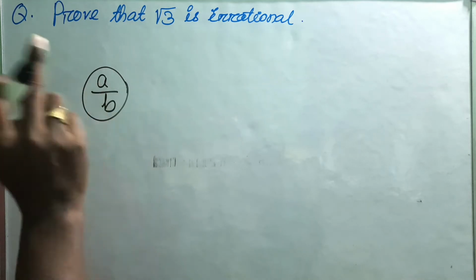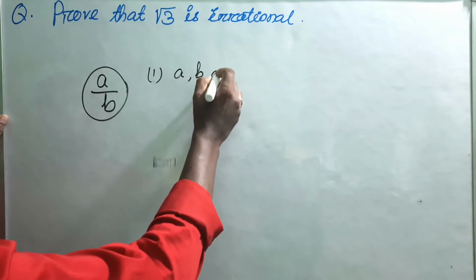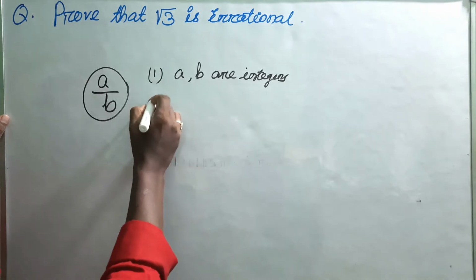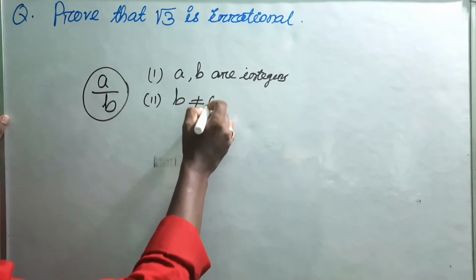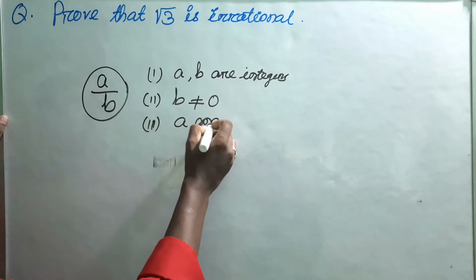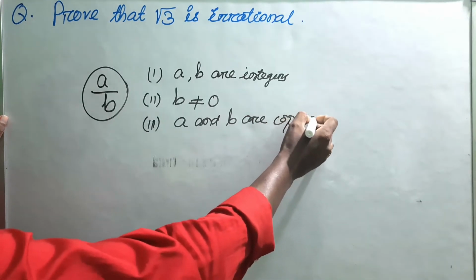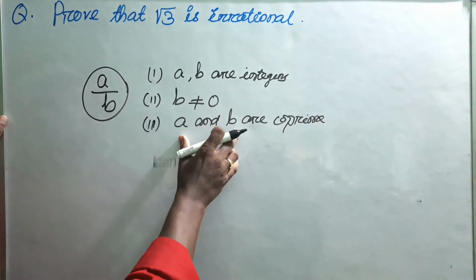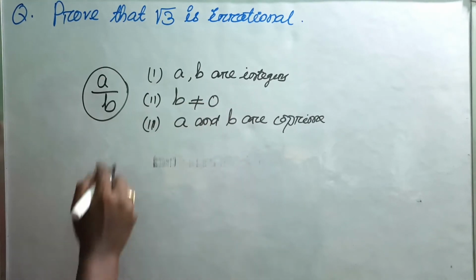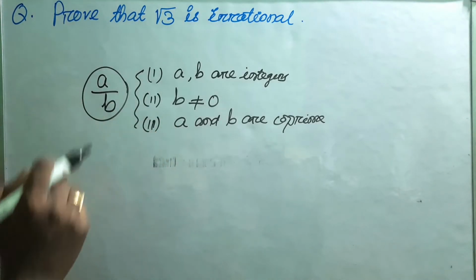Because only expressing it in this form is not sufficient for a number to be called a rational number. There are three conditions it has to satisfy. First condition: a and b must be integers. Second condition: b must not be 0. Third condition: a and b are co-prime. Co-prime means a and b are divisible by only 1, not by any other number. So, these three conditions have to be satisfied for a number to be called a rational number.